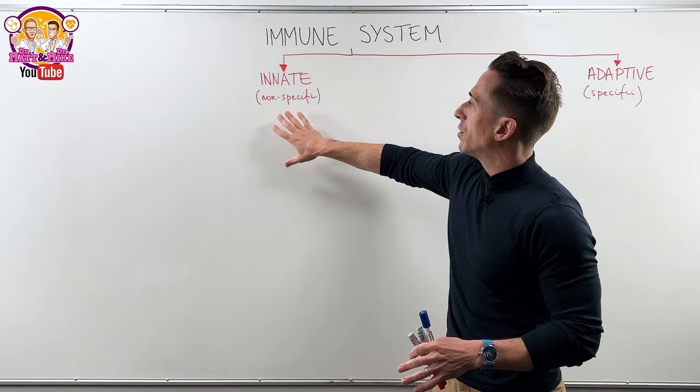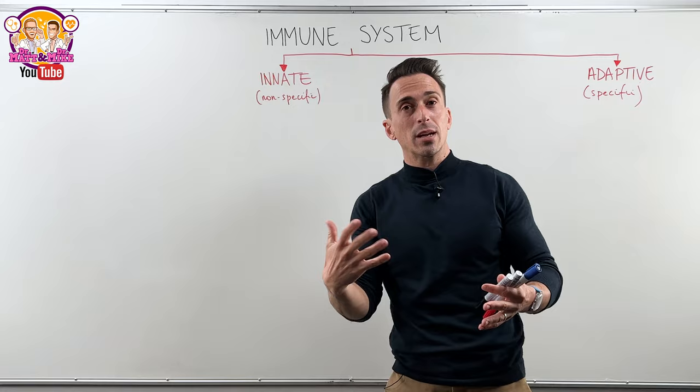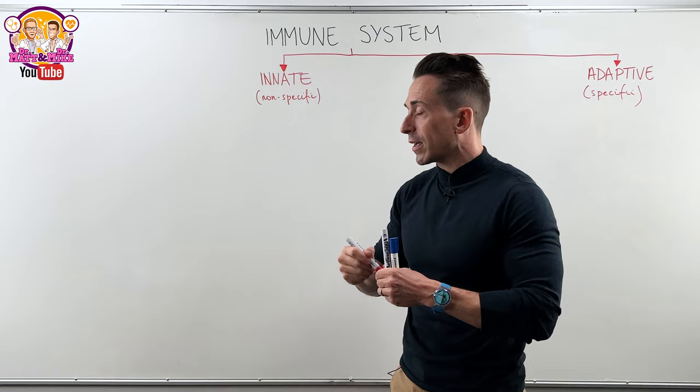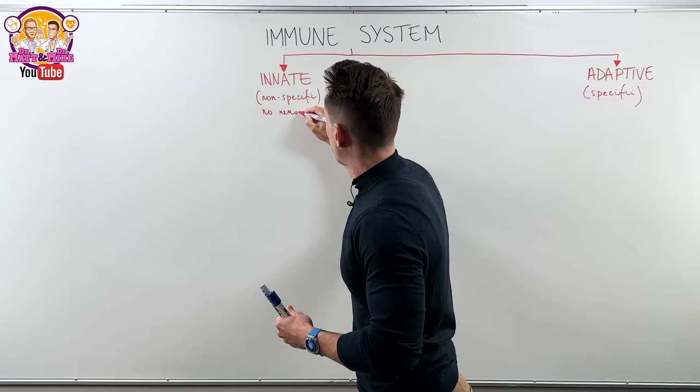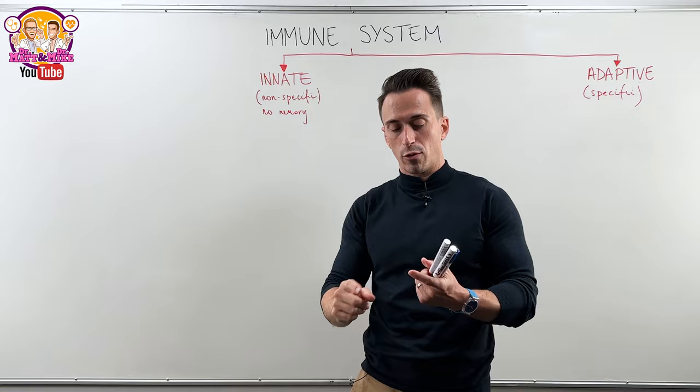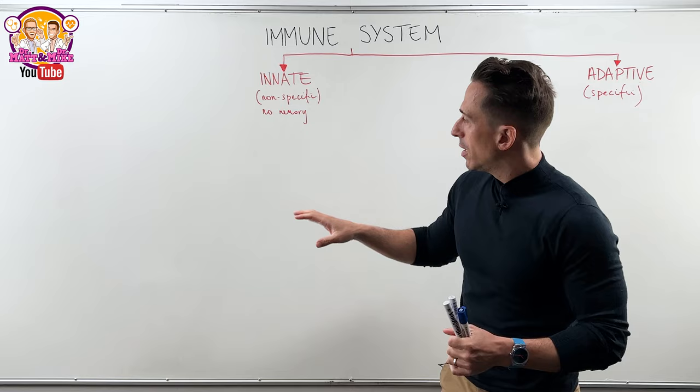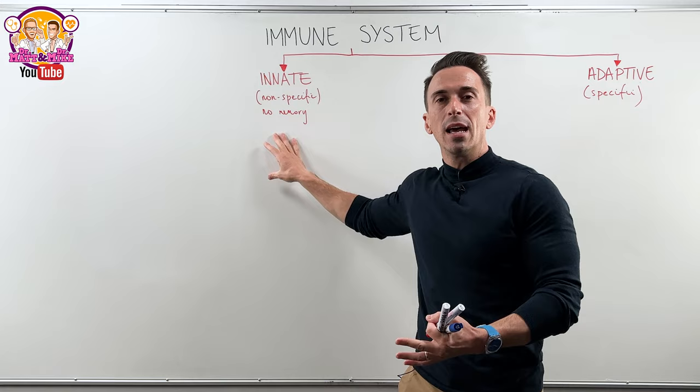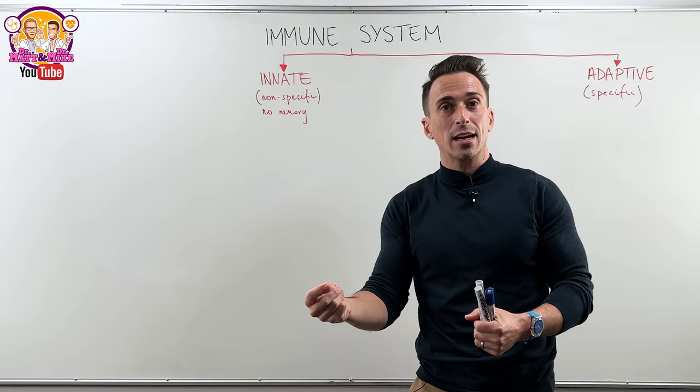Like I said, it's non-specific, but a couple of other things that help us classify the innate system is it's not just non-specific, it has no memory. Now, what does that mean? Once it has targeted and attacked a pathogen, whether it's a bacteria or a virus or a fungi or some sort of microbial agent, once it's attacked it and destroyed it, it doesn't remember it, which means it can't adapt itself so that next time it comes along, it's more efficient at targeting and killing it. So it has no memory of what it's killed.